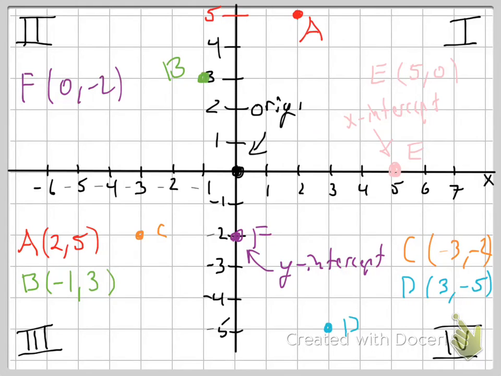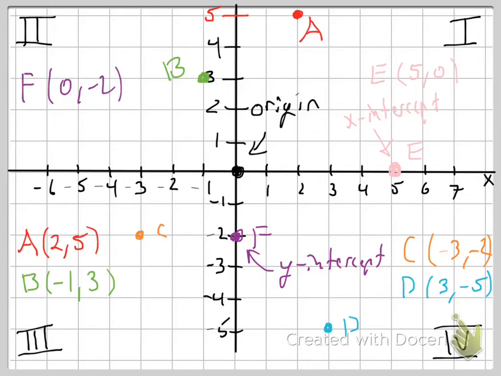And the origin is where the 2 axes intersect. And a couple things to notice: if we're in quadrant 1, like point A is, both the x and the y are positive, so both positive in quadrant 1. In quadrant 2, the x coordinate is negative, like in point B, but the y coordinate is positive. If we're in quadrant 3, like point C, both the x and the y are negative. And then in quadrant 4, the x is positive and the y is negative.